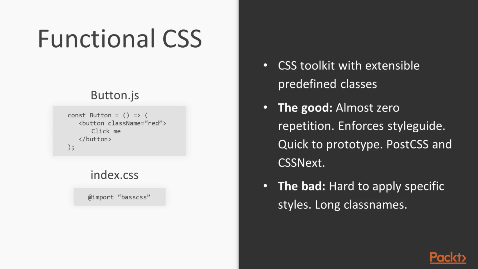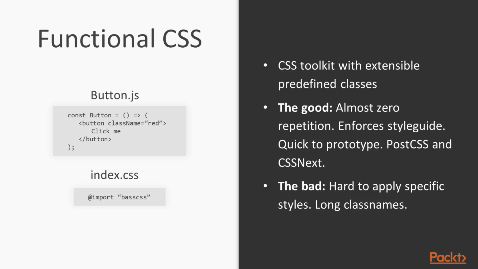Finally, we have this other solution called functional CSS. The name can be quite confusing, at least it was for me. But functional CSS basically means having a CSS toolkit with extensible predefined classes. In this case, you can see that what I'm doing is importing Basscss. It's not important to understand what Basscss is right now. Just imagine Basscss as a group of predefined classes, and you just make use of those classes inside your components. For example, in this case, the class name red is just setting the color to red.